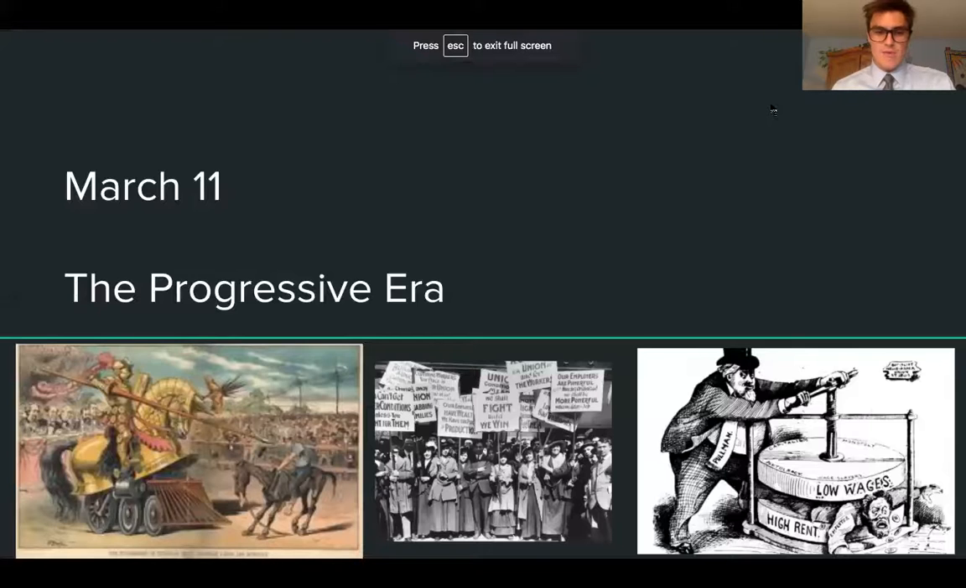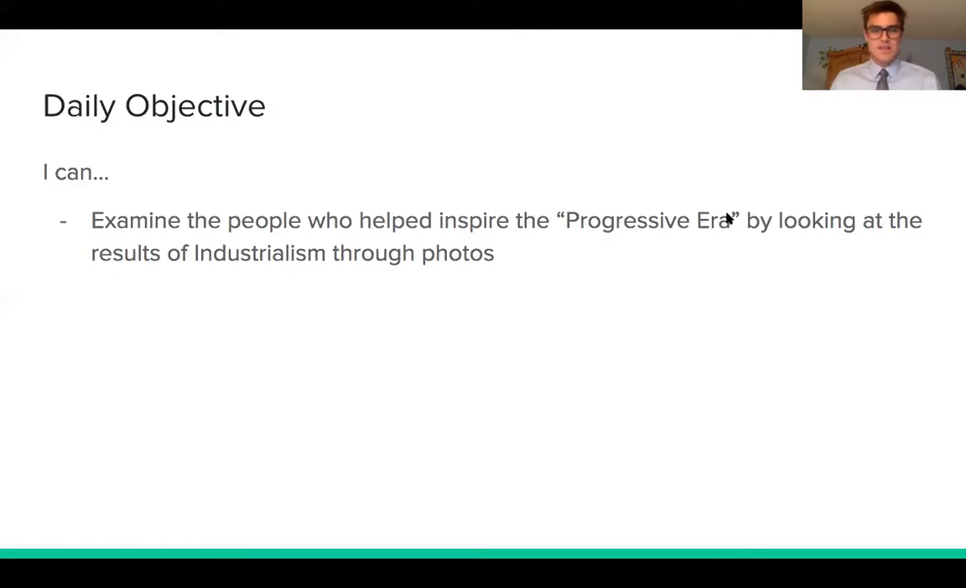Today is going to be our first class discussing the Progressive Era. We're kind of transitioning out of the Gilded Age of politics, the Gilded Age of the United States, that age where things looked shiny and gold on the outside, but were actually rotten and cheap on the inside. We're transitioning away from that era into the Progressive Era. So our daily objective is I can examine the people who helped inspire the Progressive Era by looking at the results of industrialism through photos.